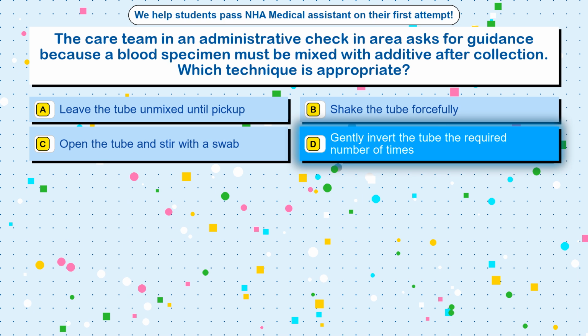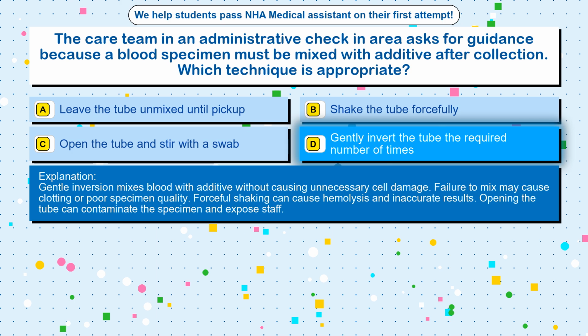Gently invert the tube the required number of times. Gentle inversion mixes blood with additive without causing unnecessary cell damage. Failure to mix may cause clotting or poor specimen quality. Forceful shaking can cause hemolysis and inaccurate results. Opening the tube can contaminate the specimen and expose staff.